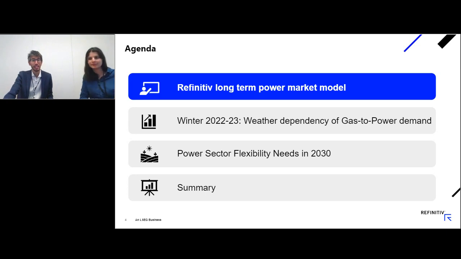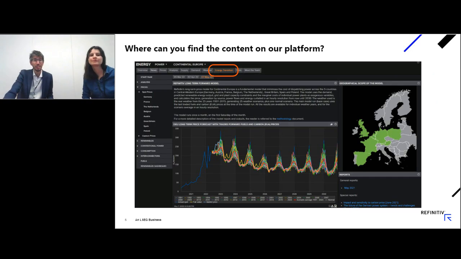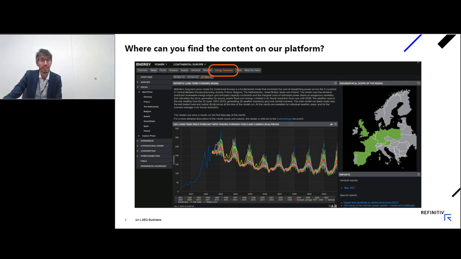So let's jump straight in. We have a lot of content to cover. As I mentioned, we started this content last year, and we have this tab in Icon, which is where you can find our content. The energy transition model is a long-term version of our forward price model, which at the moment covers 8 countries. So it covers roughly 2/3 of EU27 plus UK.